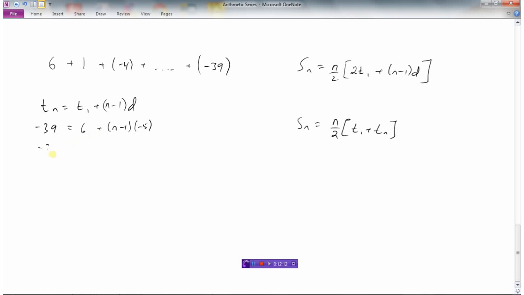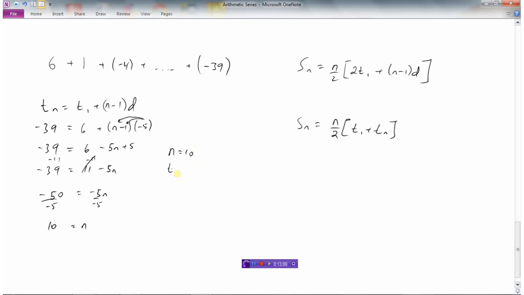So I'm going to get rid of the brackets here. Negative 5 times n is negative 5n. Negative 5 times negative 1 is positive 5. And now I've got some like terms here. 6 plus 5 is 11. And now we can isolate n. So we subtract 11 from both sides. Negative 39 minus 11 is negative 50. And dividing by negative 5 gives us n equals 10. And so now we know that n is equal to 10.